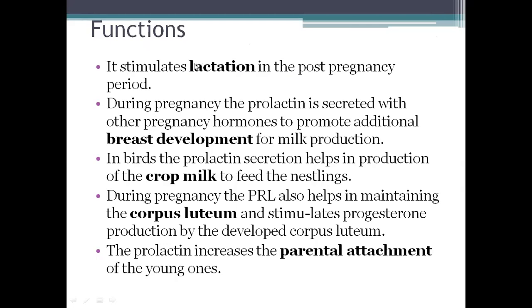What is the function? It has a major role in lactation post pregnancy, that means production of milk, and during pregnancy the presence of PRL is very essential for the development of the mammary glands. In birds it stimulates production of crop milk, which is very essential to feed the nestlings. And during pregnancy, the PRL or prolactin helps in maintaining the corpus luteum to release progesterone. And it also promotes parental care.